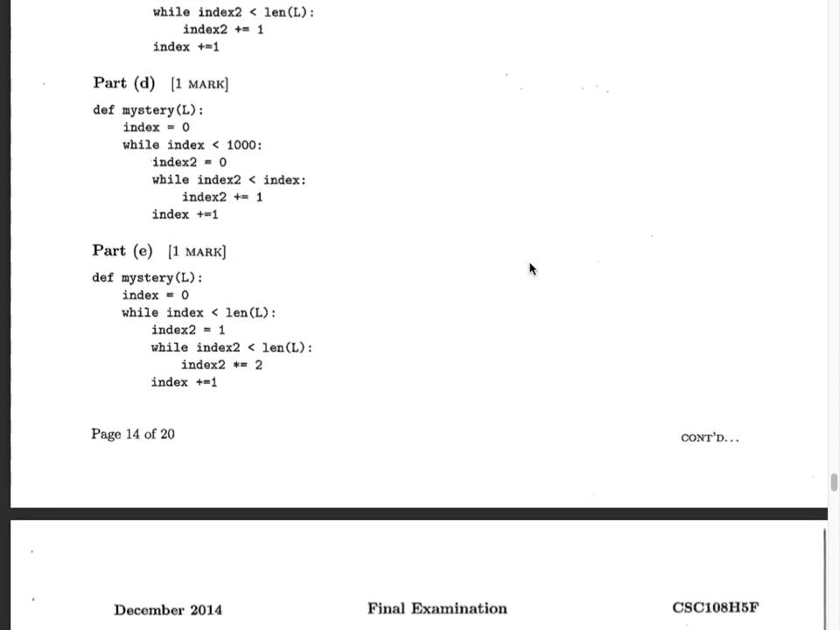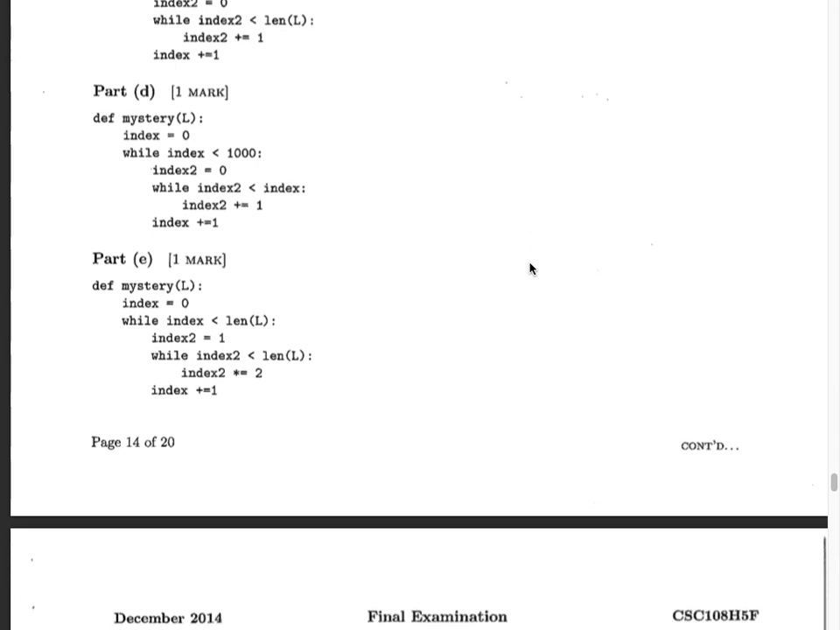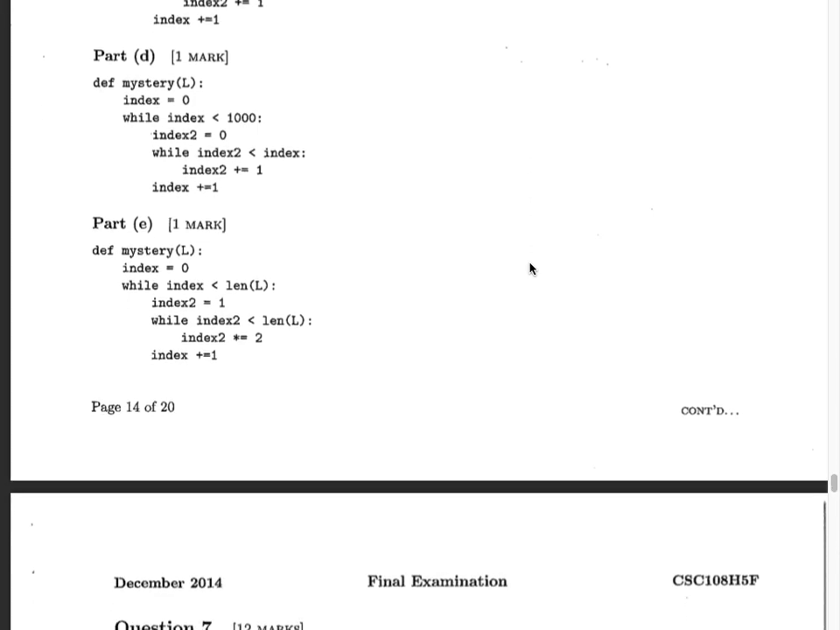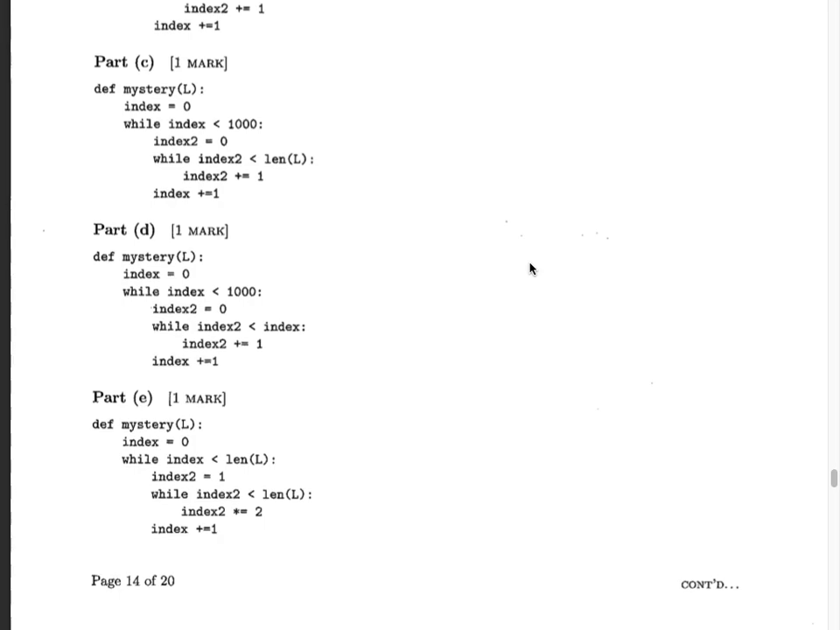Did I just do D? I'm getting so lost. C, okay, no, D. So the outer one again goes to 1,000. But how does that differ? Oh, while index, okay, so that one's also constant, because I can replace the inner loop's index with 1,000, and that's obviously an upper bound. So I'm upper bounded by a constant number of operations, so the whole thing is bounded by a constant number of operations.